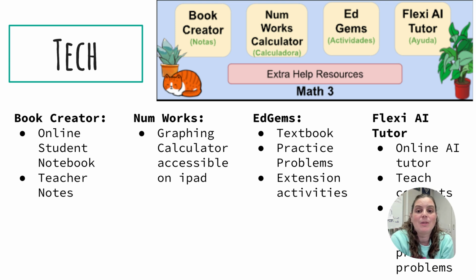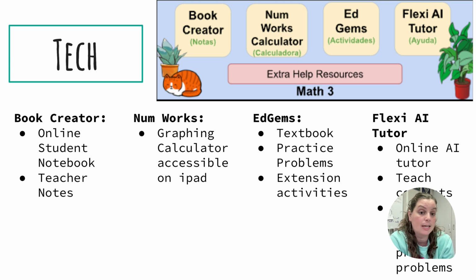Quick overview of the tech we'll be using. I mentioned briefly that Book Creator notebook. It's really cool. This image at the top has the Book Creator, NumWorks, EdGems, and Flexi. That's actually on their Schoology, and it's a button bar. If they click any of those yellow buttons or that red extra help button, the students will be able to get to these resources. Book Creator is an online student notebook. Also on Book Creator, they'll be able to see my notebook as a key that they can access at all times. So if they miss any notes or if they can't read their notes, which of course would never happen, they can have my notes available to them as well.